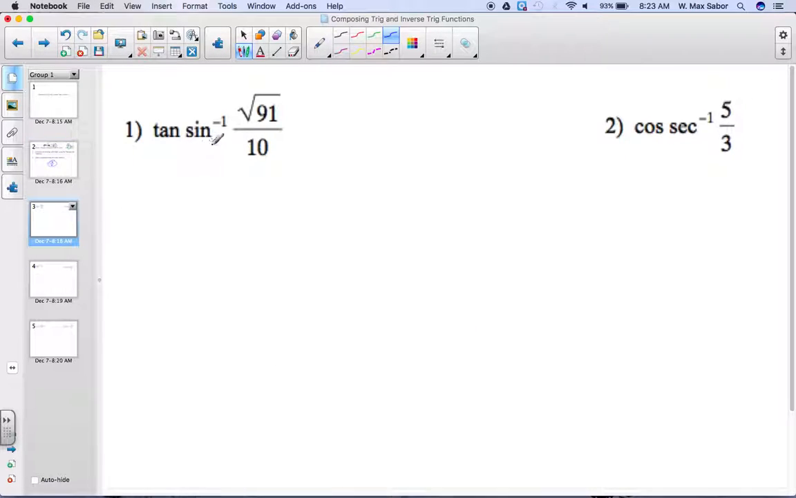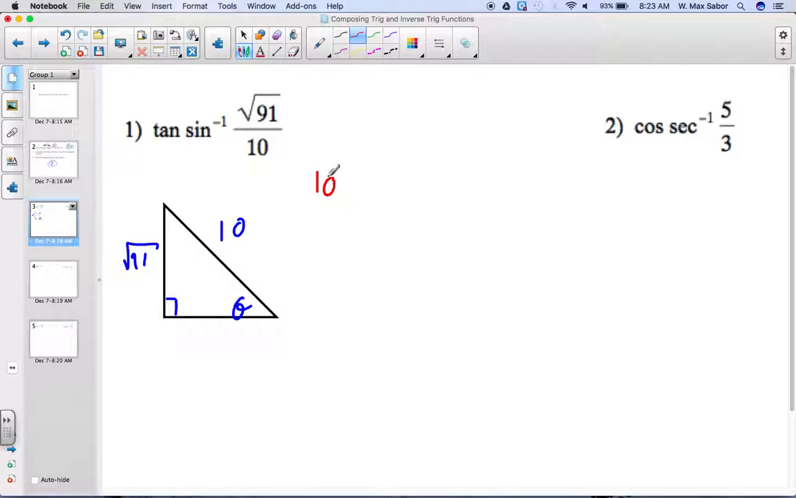So let's draw a triangle. I can draw nice triangles. So there's going to be my triangle. Here's going to be my angle. So opposite will be square root of 91, and hypotenuse will be 10. Then find the missing side length using the Pythagorean theorem.